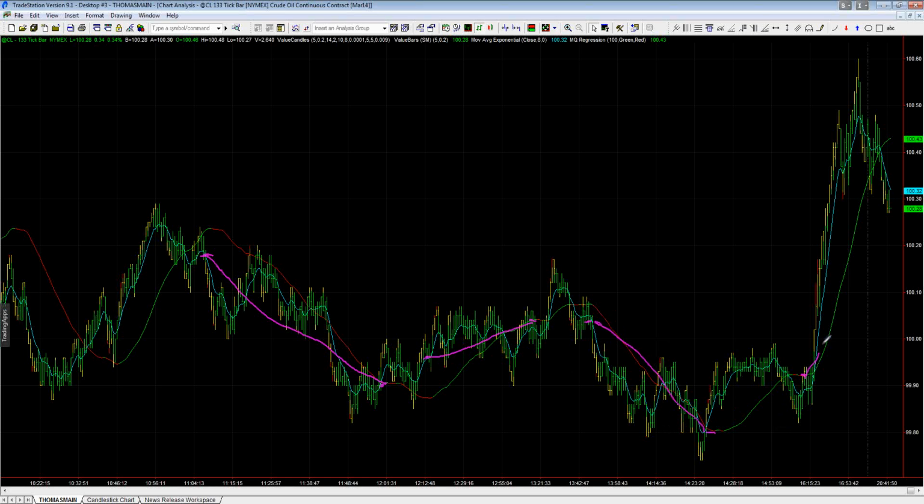Some of the things you can do as well, if you want to be a little bit more reactive, you can, instead of using a 100 bar regression, change that to a 75, or if you want to be less reactive, change it to 125.